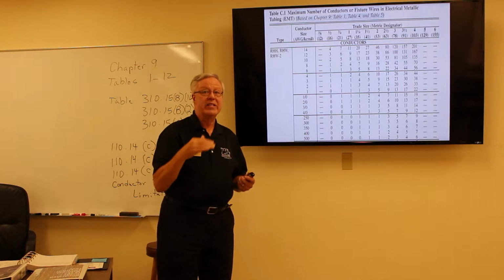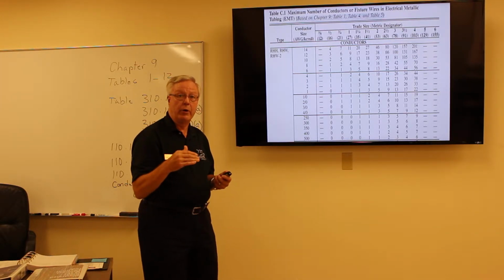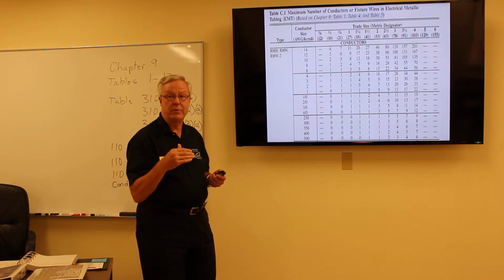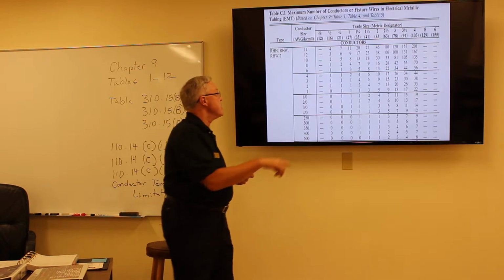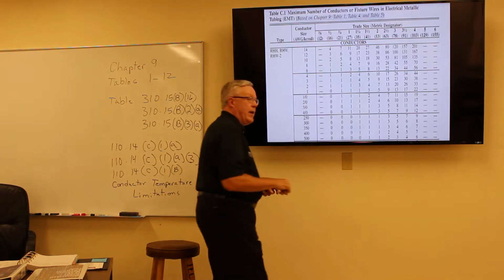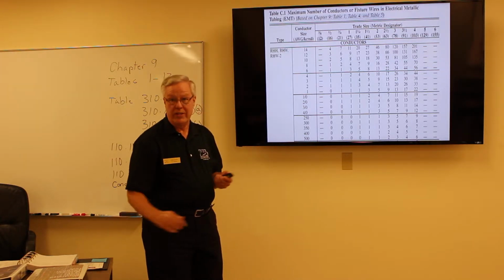Now, this is different depending on if it's a THHN or THN conductor, and those are based on table 310.104, which talks about the different types of insulation. Since this is a thicker type of insulation, you're not able to put in as many number 12 conductors in a raceway as you could if you were using THHN.